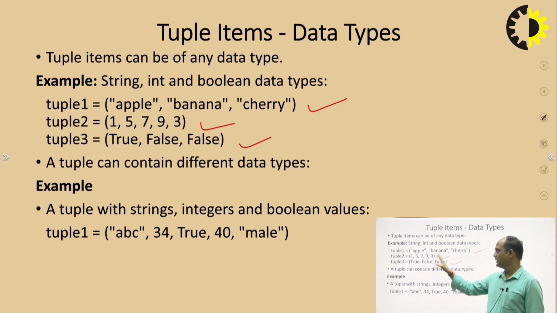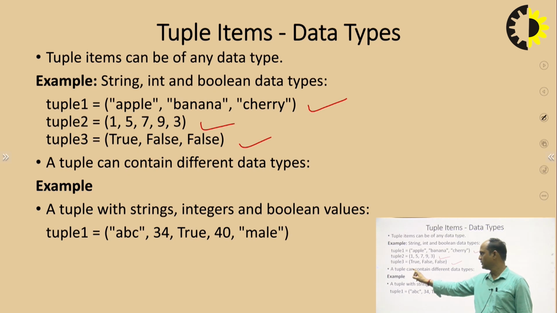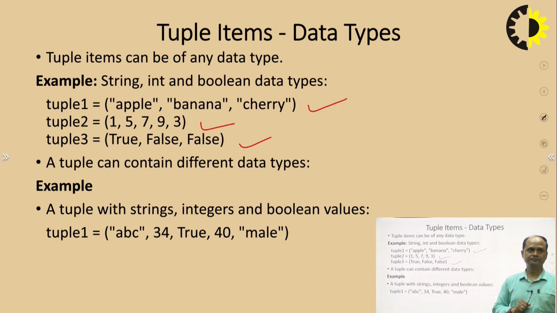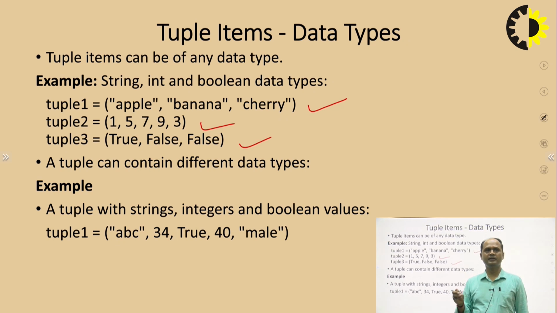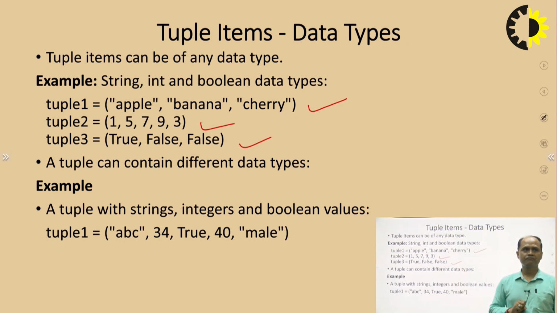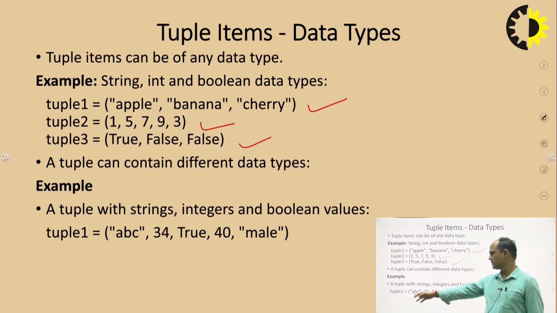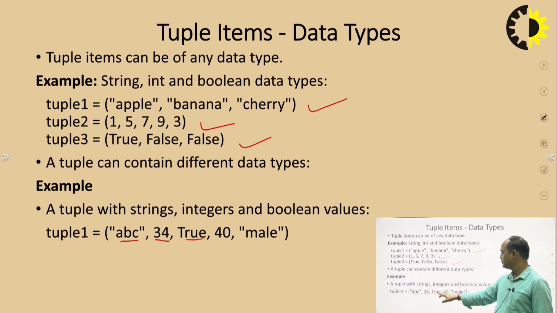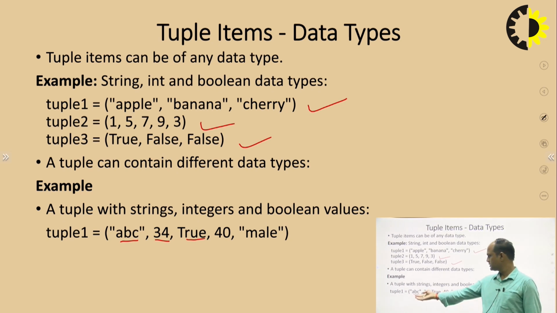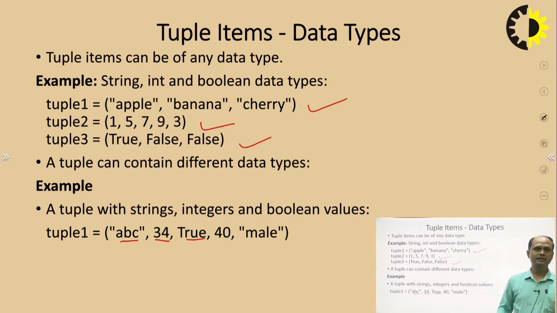So we can combine these statements and say that a tuple can contain different data types. Suppose we have an example of a tuple with string, integer and boolean values. We can combine all three data types in a single tuple. So, suppose we define tuple 1, we can use a string, an integer value, a boolean value, and we can also give the print statement. This statement will print on the screen.